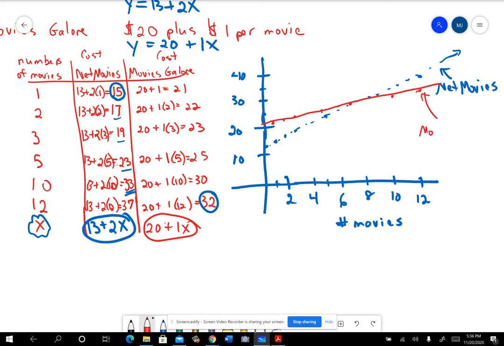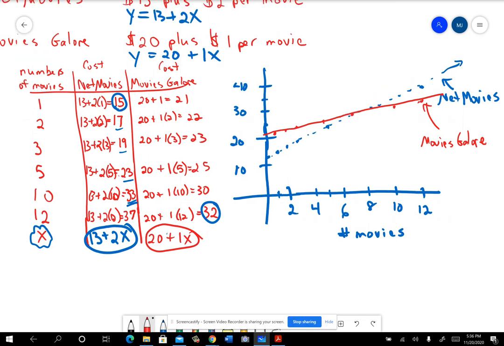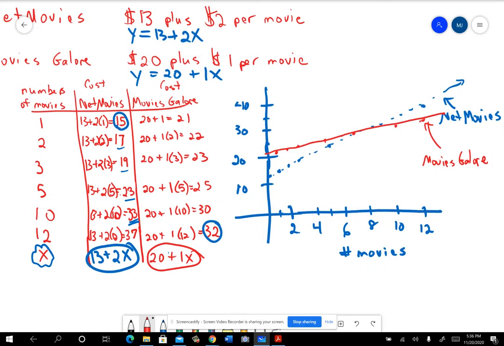And that one's Movies Galore. So I've graphed both of these on the same coordinate plane because this is what we're actually getting ready to work on. Getting ready to work on a situation where we have 2 equations and 2 variables. So here's one, here's another one.